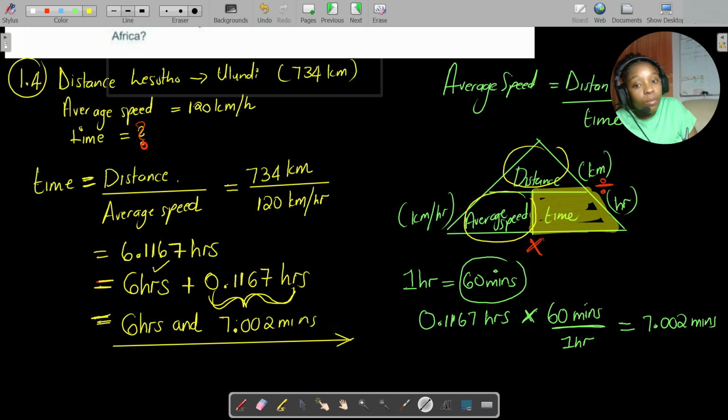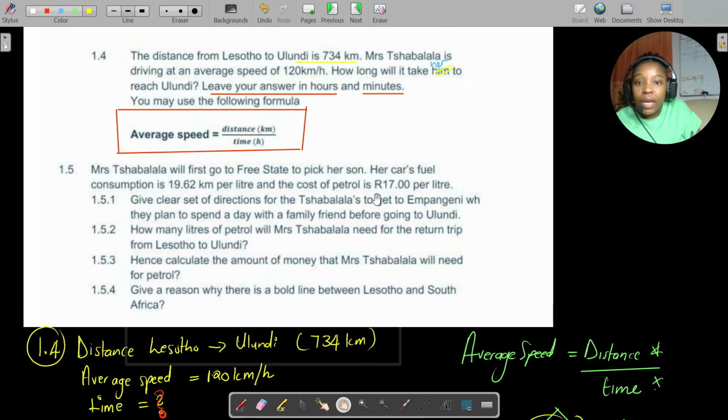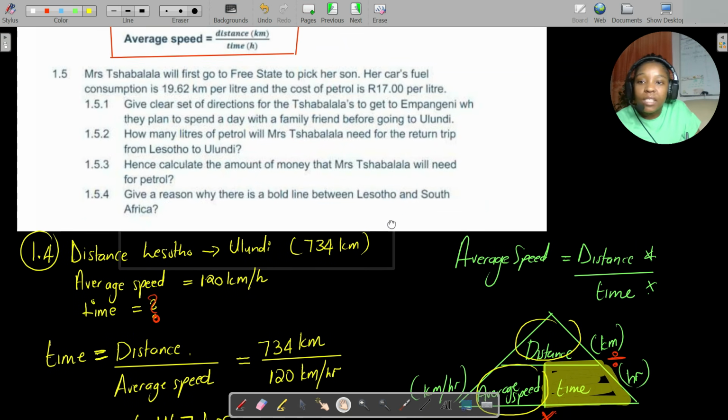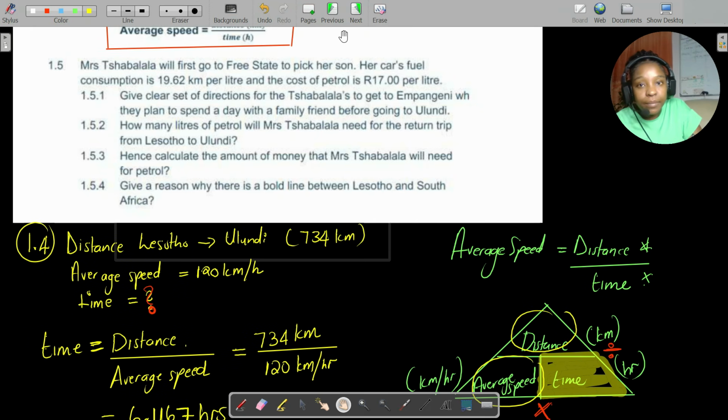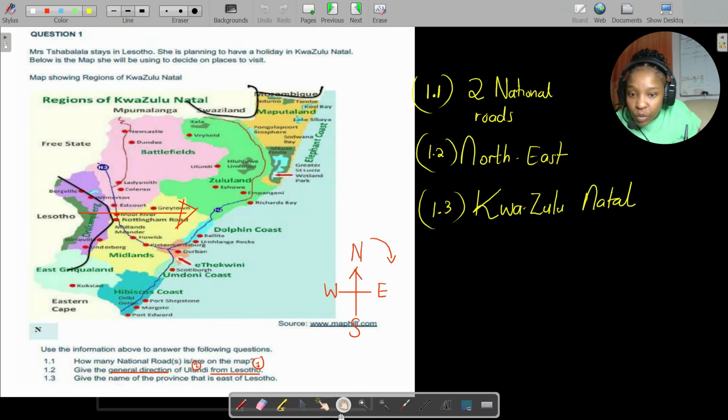Okay, very important there. Okay, right. Question number 1.5 says Mrs. Shabalala will first go to Free State to pick up her son. So we are told that she wants to first go to Free State. That's where she wants to go. She wants to go to Free State because she wants to pick up her son.